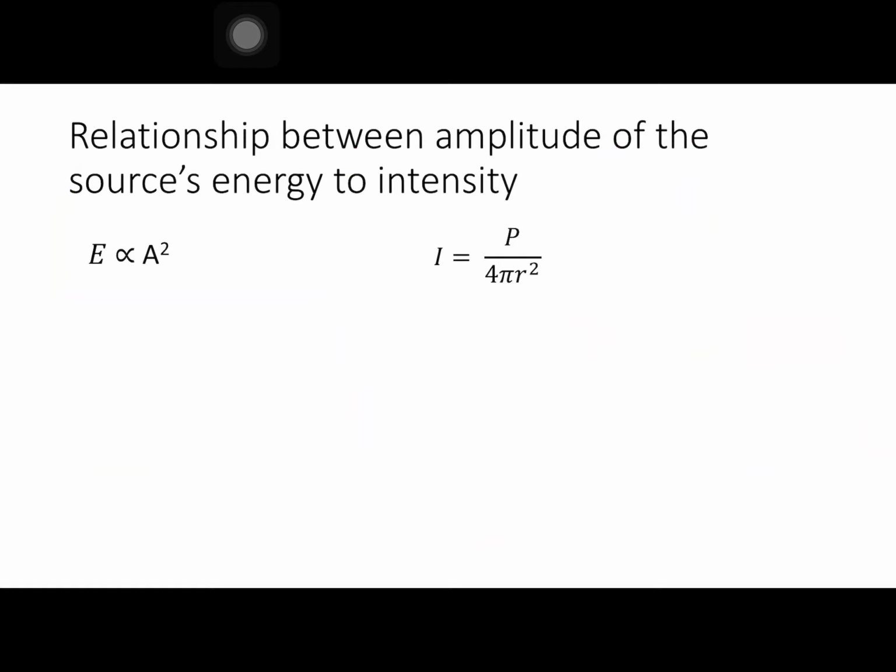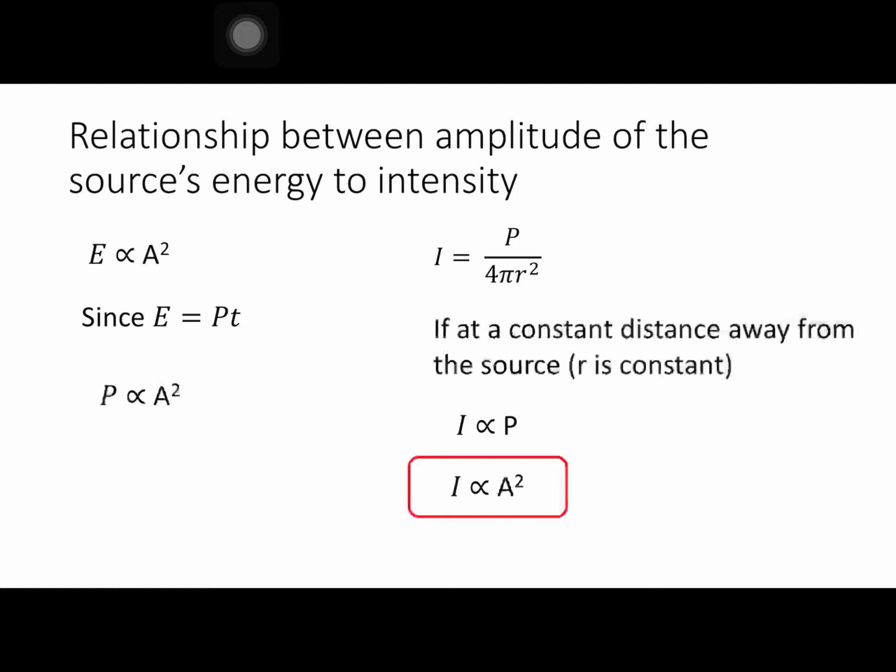Now, what's the relationship between the amplitude of the source's energy and the intensity where you're at? We already know that energy is proportional to A squared. We also know that intensity is equal to power over 4 pi r squared. Since E equals PT, we know that power is proportional to A squared.